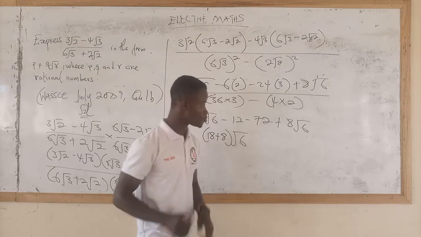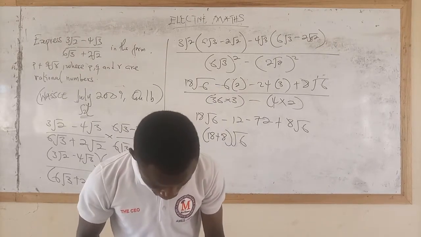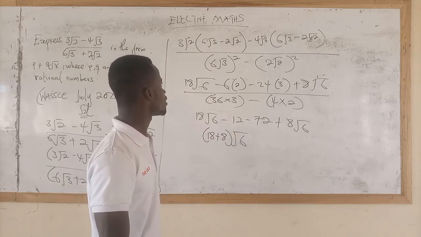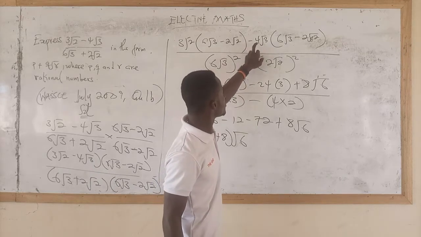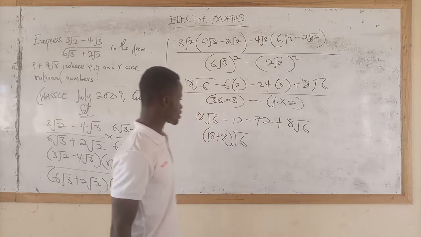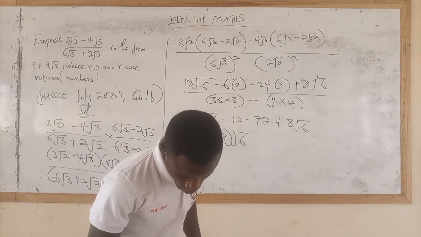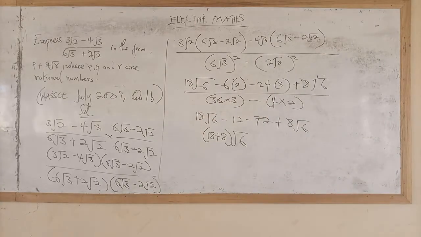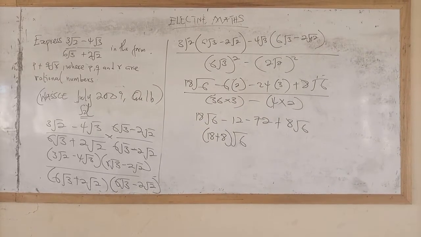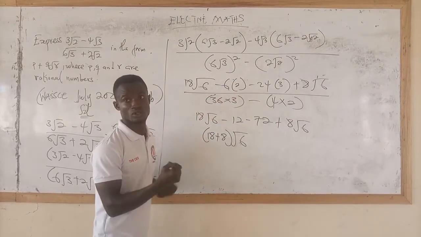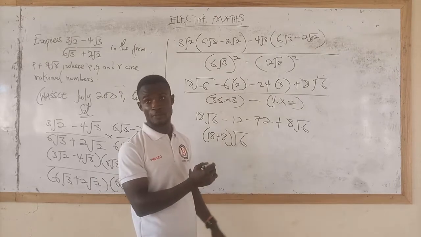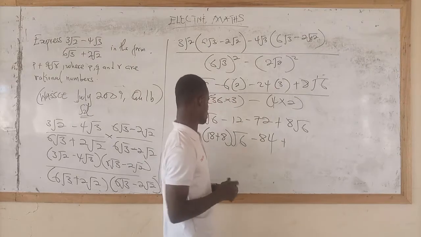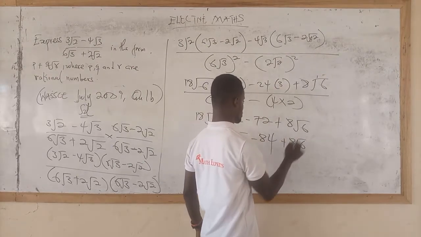Then negative 12 minus 72. Is it minus 72? Alright, let me check. Yeah, it's going to be minus 72. Alright, so minus 12 minus 72 will give you minus 84. Okay. Plus 8 square root of 6.